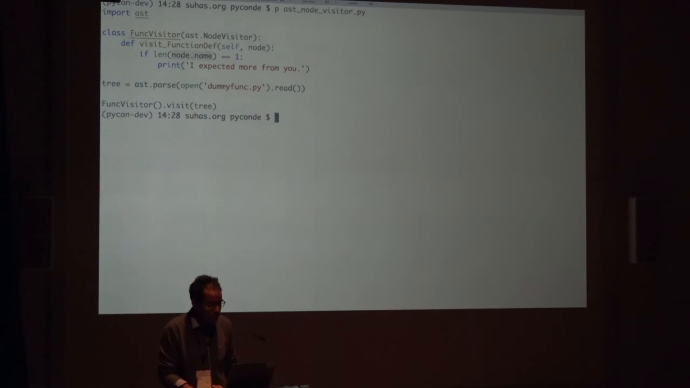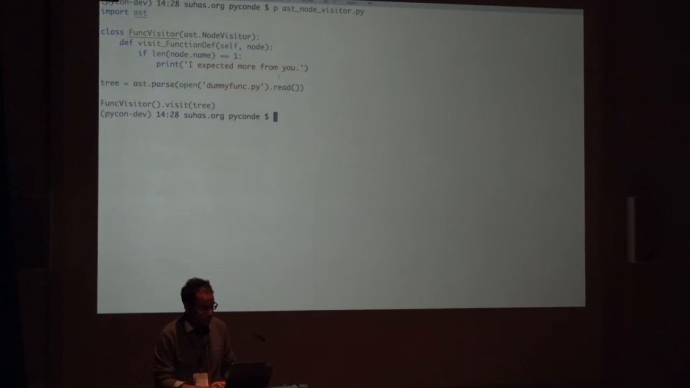And then, of course, we get to that childish part. If the node name length equals 1, you can print, I expected more from you. You could do anything with this, really. Something like your functions should start with Z, or your functions should only be 3 characters, or your function should accept 5 variables, or you can really limit developer productivity with this kind of stuff. That's what PEP 8 does. No, PEP 8 doesn't do that. So you can do things like this. You can build custom IDEs. You could build DSLs and parse languages like this. You can do really cool things.